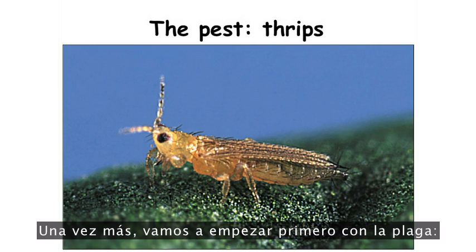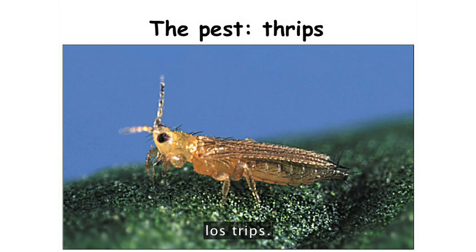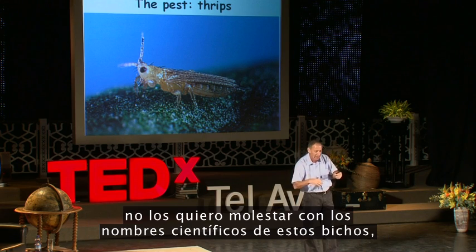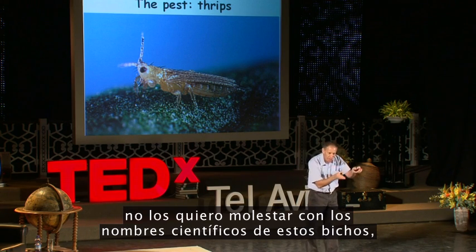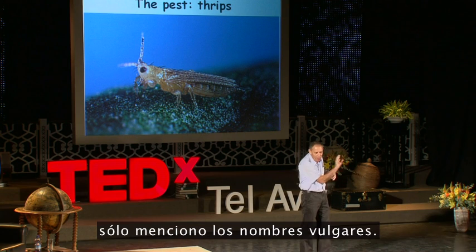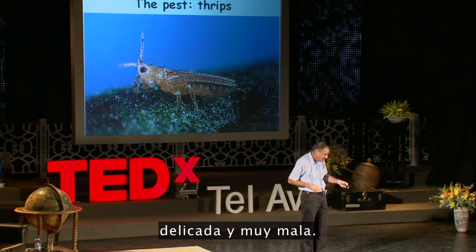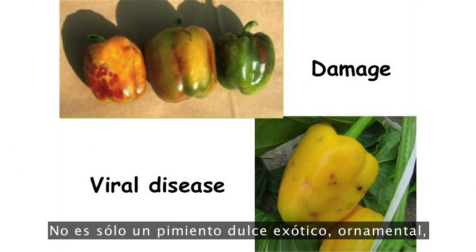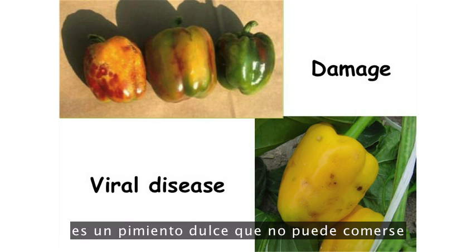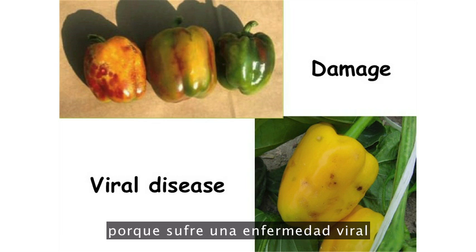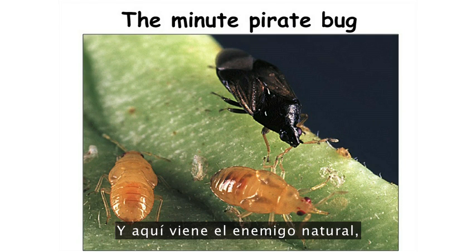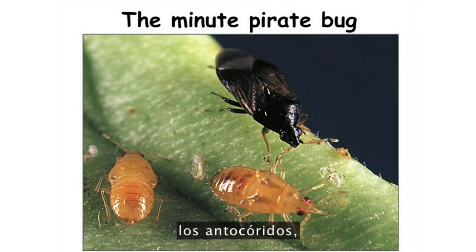Again, we'll start first with the pest, the thrips. By the way, all these weird names, huh? I didn't bother you with the Latin names of these creatures, okay? Just the popular names. But this is a nice, slender, very bad pest. If you can see this, sweet peppers. This is not just an exotic ornamental sweet pepper. This is a sweet pepper which is not consumable because it is suffering from a viral disease transmitted by those thrip adults. And here comes the natural enemy, the minute pirate bug.